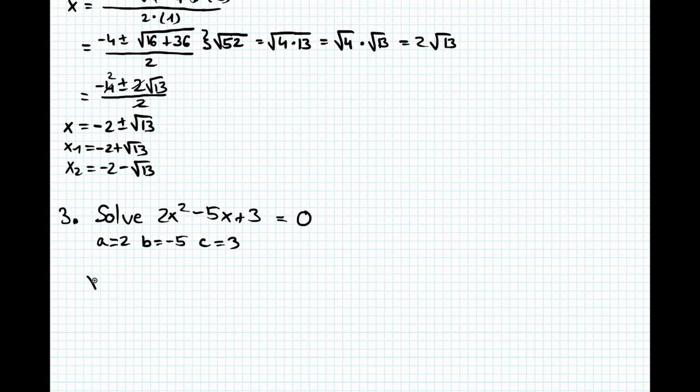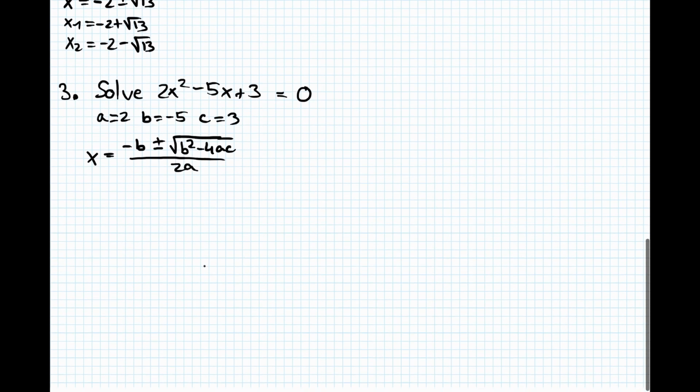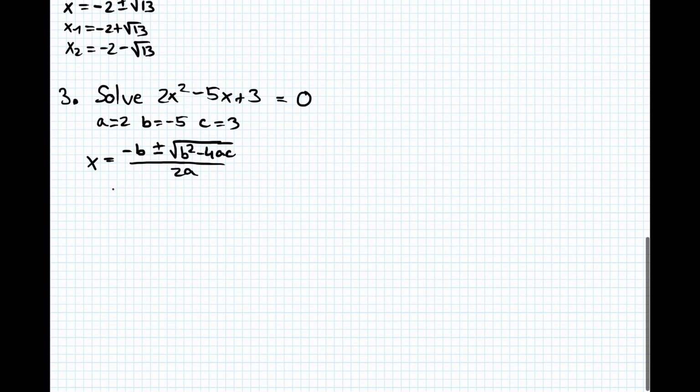Okay, I will write down the quadratic formula for you again, because now it's not visible on the screen anymore. b squared minus 4ac, all divided by 2a. Okay, so now we'll just plug in our values.